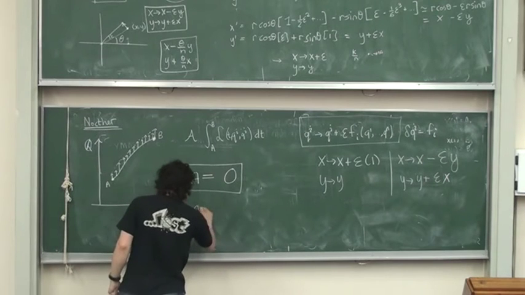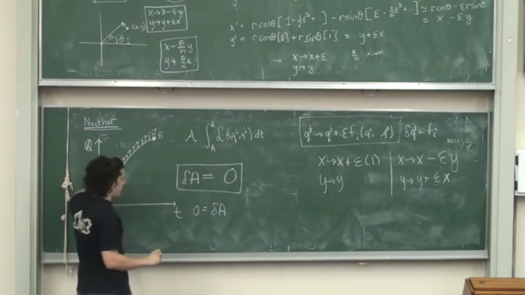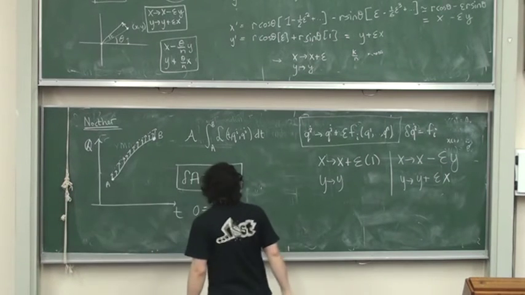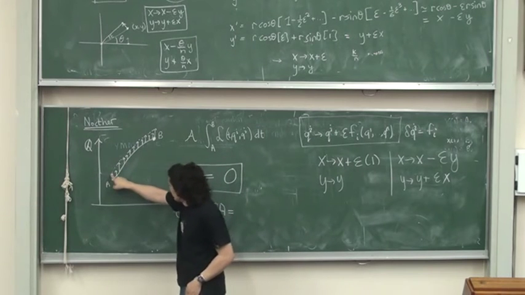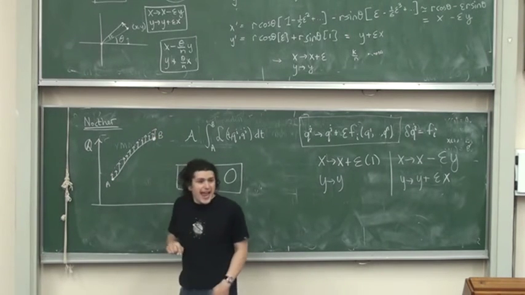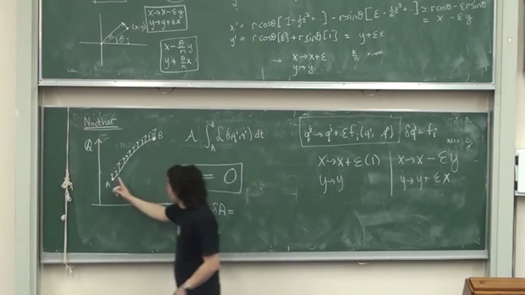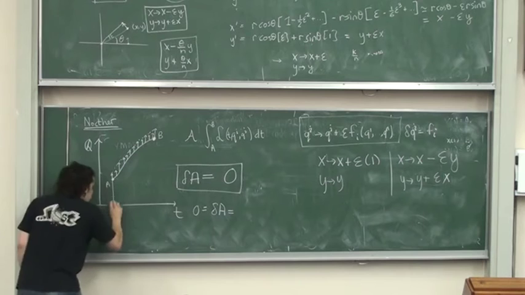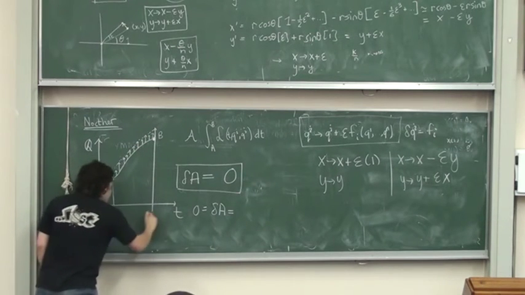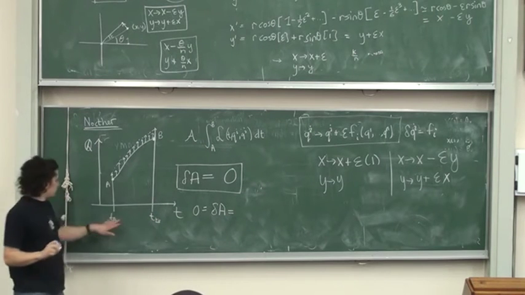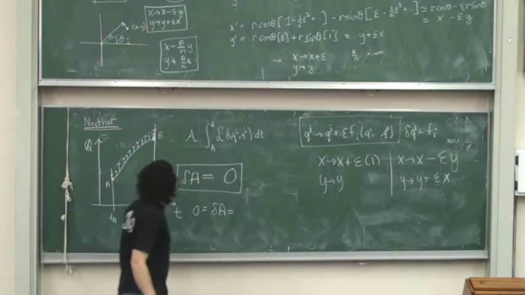So 0 is equal to the variation in A when we go from this path to that path. We're integrating the action from here to here. The time hasn't changed; the time still starts at the same value and still ends at the same value, t_A, t_B. It doesn't matter that we've shifted vertically, we haven't shifted horizontally.